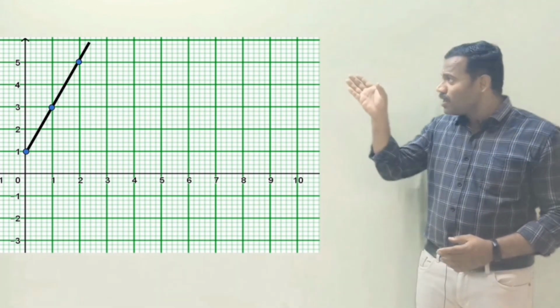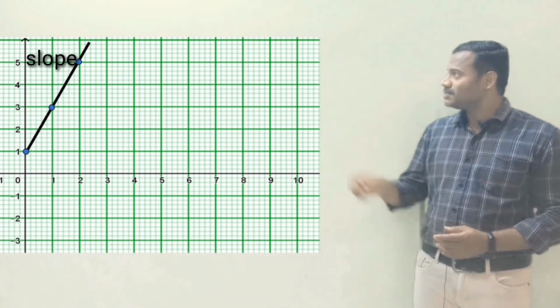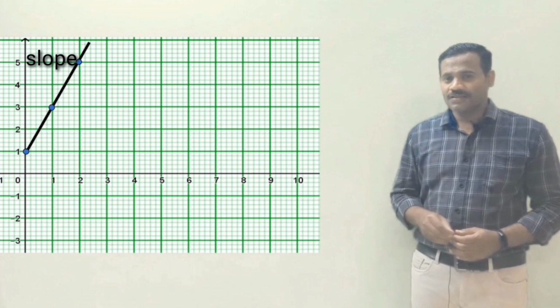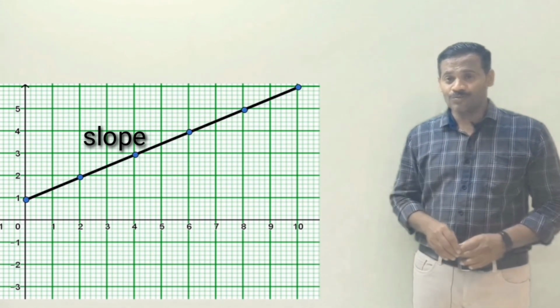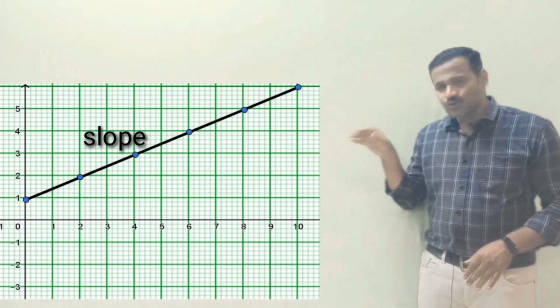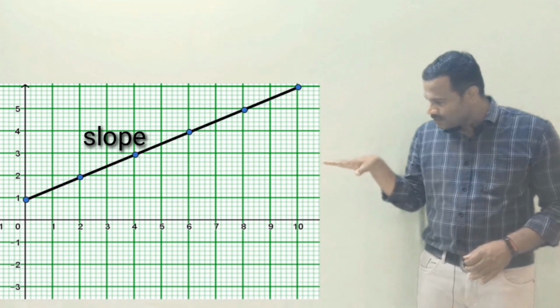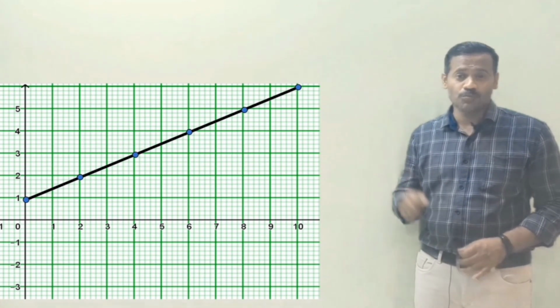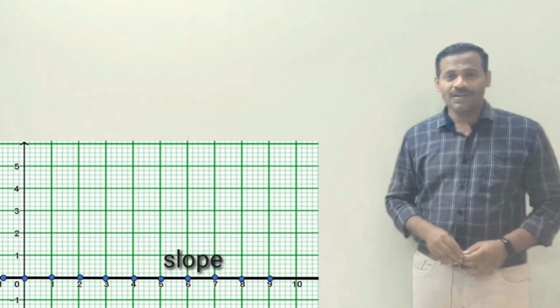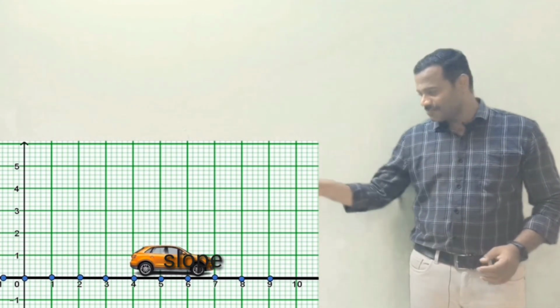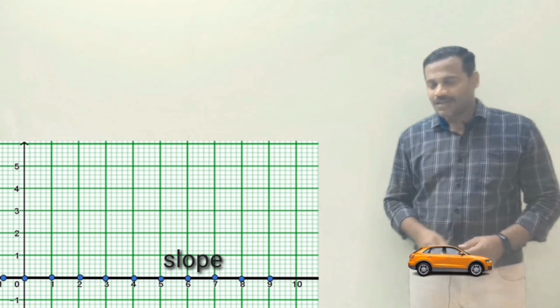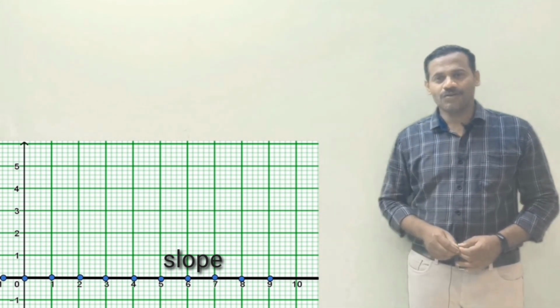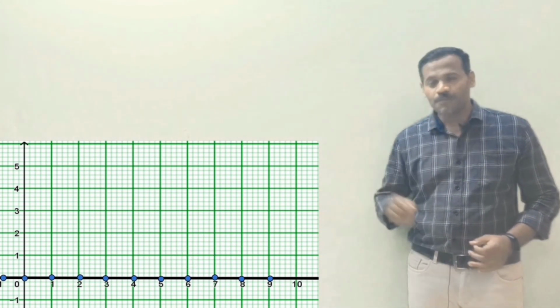Now look at this slope, how steep the line is, and it is fairly towards the sky. Now look at this slope, it is nearly shallow. It has a very low slope compared to that slope. And look at this slope, it is 0. Think about driving a car in the middle of the road. It is plain, so that's why this slope is 0.